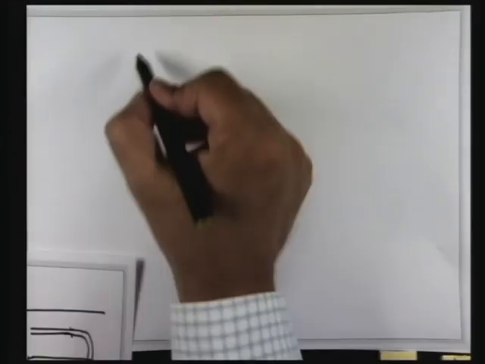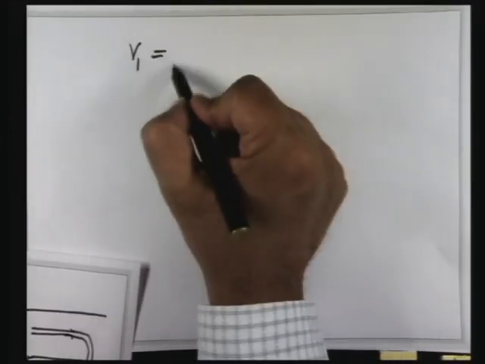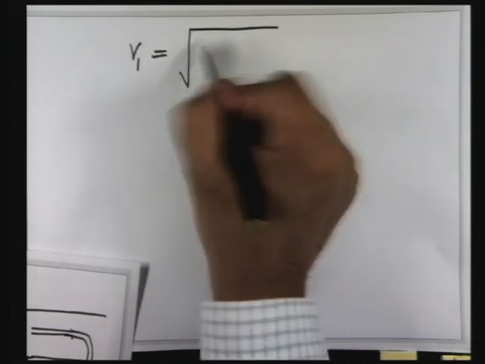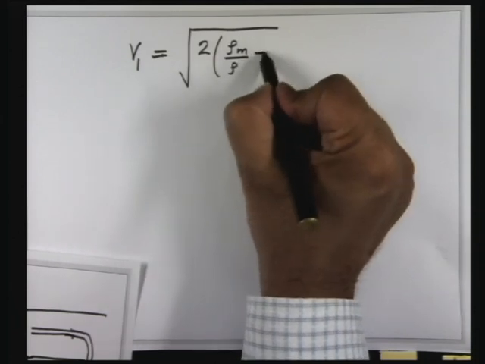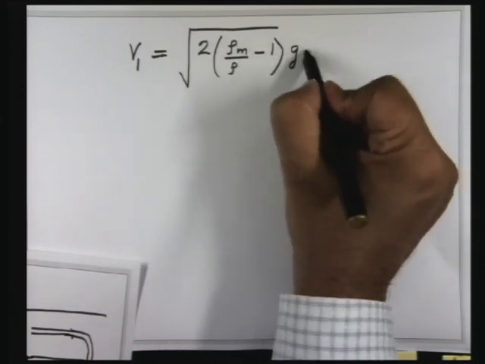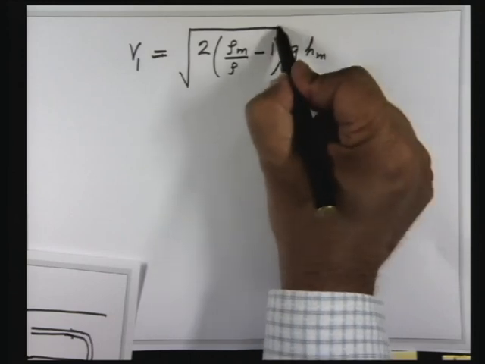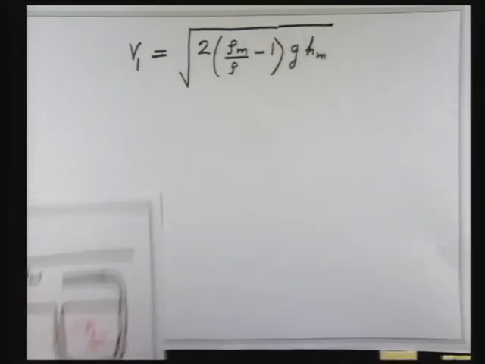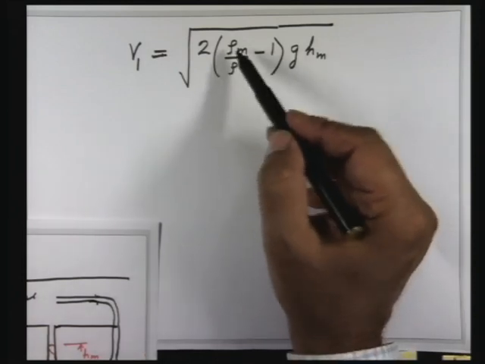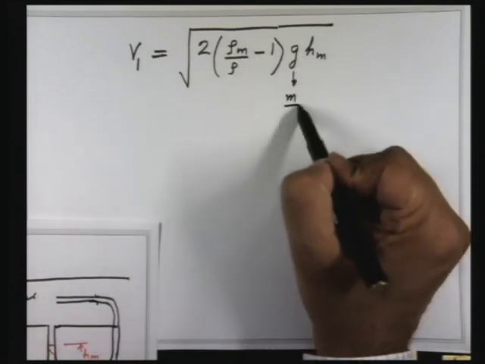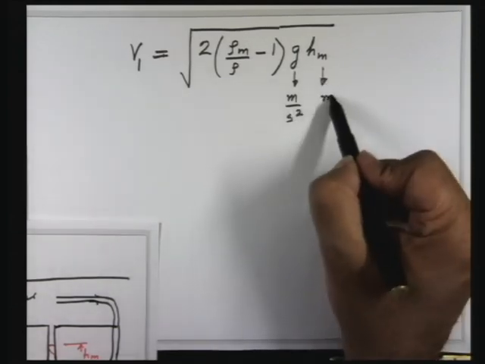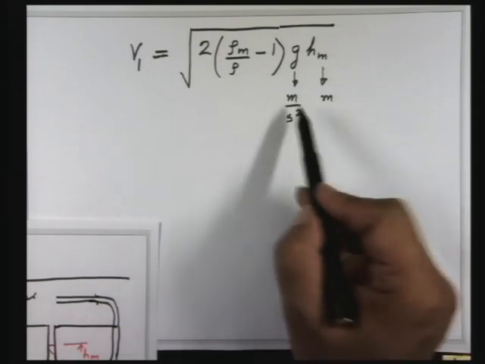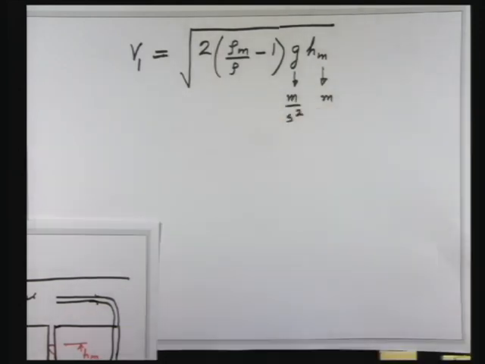So therefore the velocity which you wanted to measure is given by the square root of twice rho m by rho minus 1, into g into hm. I can see that this one is non-dimensional. g has units of meter per second squared, and hm you can measure in centimeters, but you can convert it into meters. So you have meter squared per second squared under the root, so it has the units of velocity.